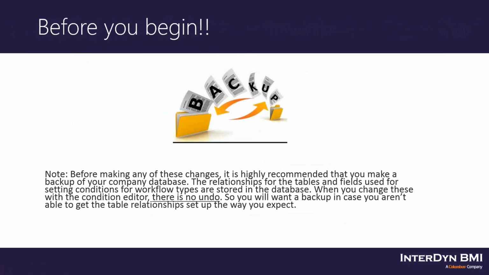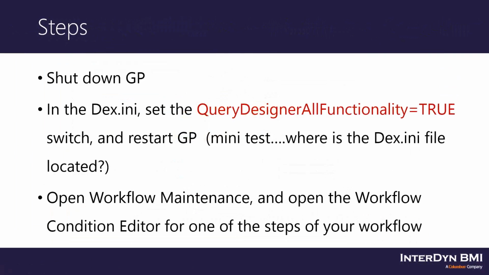Okay. There is no undo on this, so again, highly recommended before you begin, do a backup. So the actual steps that we're going to walk through in terms of our demo then is that we would typically shut down GP. In the dex.ini file, we're going to set the value query designer all functionality equals true and set that as a switch and then restart GP.